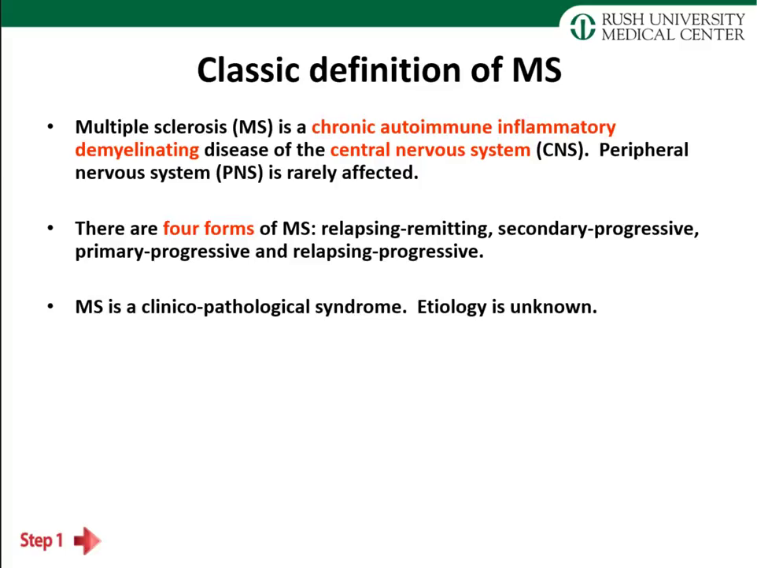The classic definition of multiple sclerosis is that it is a chronic autoimmune inflammatory demyelinating disease of the central nervous system. The peripheral nervous system is rarely affected in this disease. There are 4 forms of multiple sclerosis: relapsing remitting MS, secondary progressive MS, primary progressive MS, and progressive relapsing MS. Relapsing remitting MS is the most common form, and especially the most common that you will encounter on the wards in the hospital. MS is a clinical pathological syndrome. Again, the etiology is unknown.